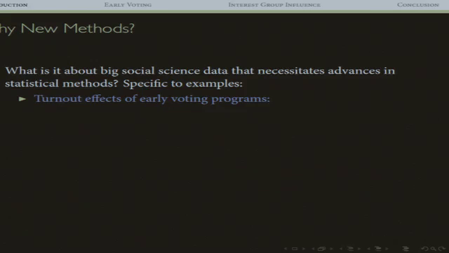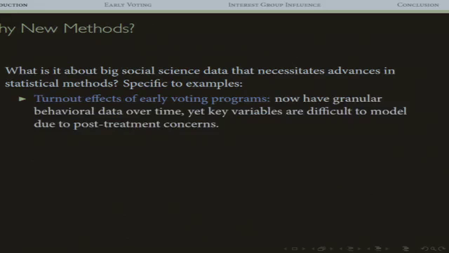The first one is about the effects of early in-person voting programs on turnout in elections. The interesting thing for this application is that we now have available to us very granular behavioral data on individuals over time. After the Help America Vote Act in 2002, for everyone in this room, we can go look up whether or not you voted in the past few elections, right? And we know lots of information about those votes. We're going to have to try to figure out how to use that information in our analysis.